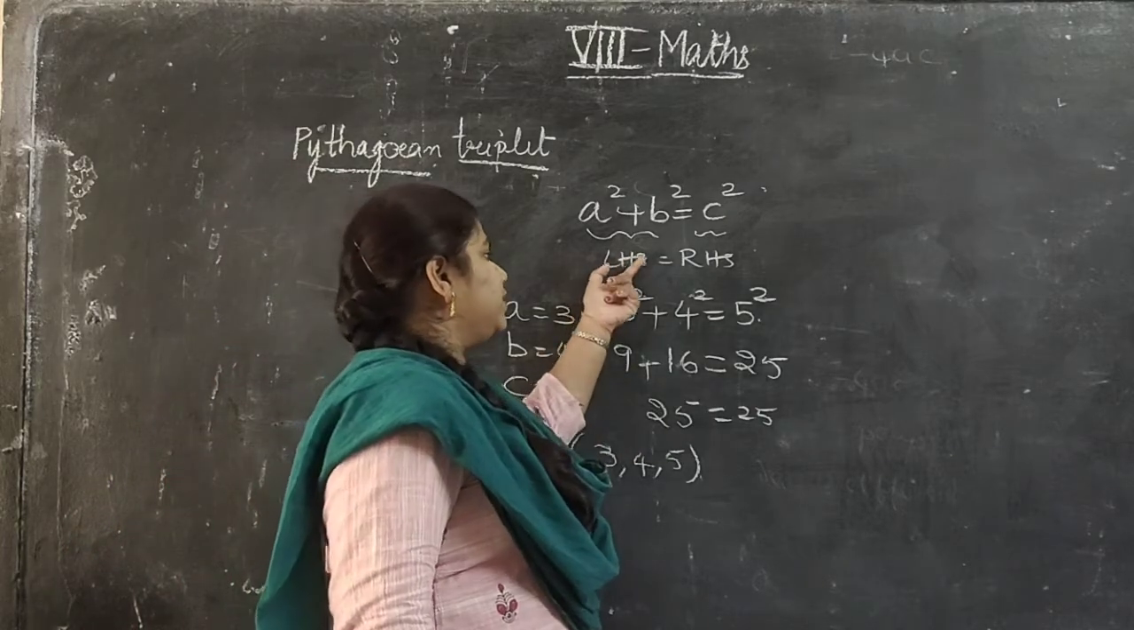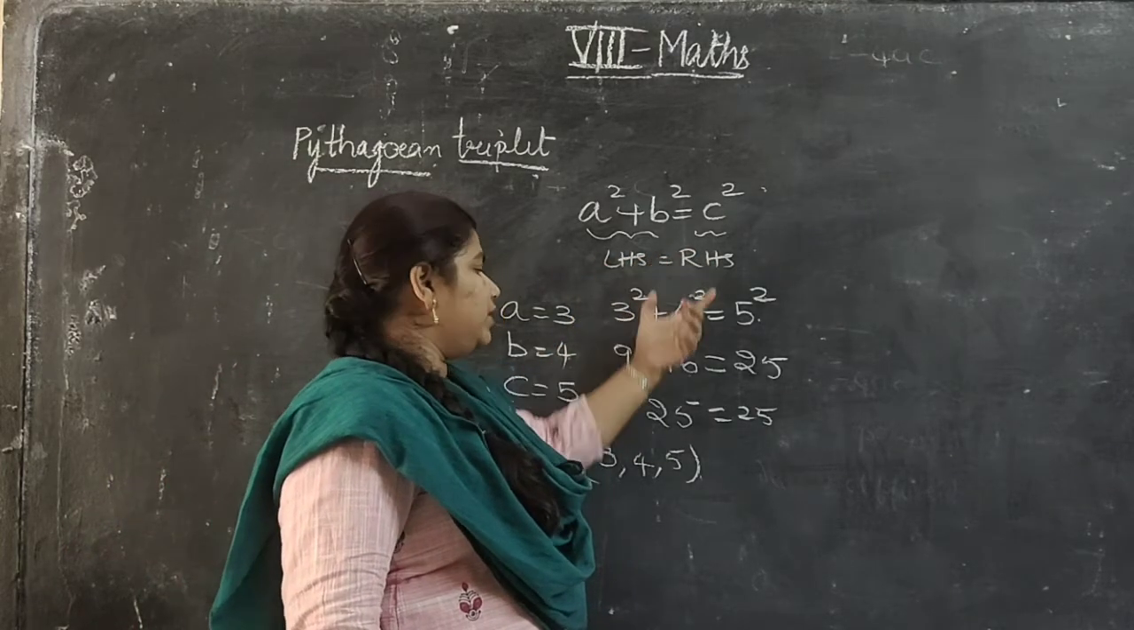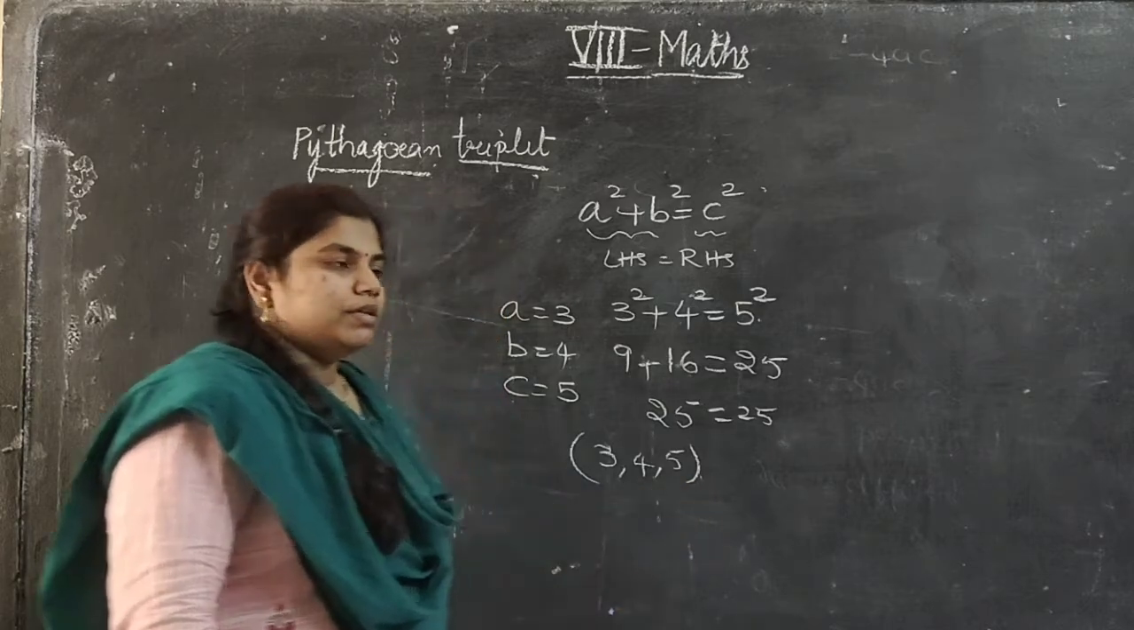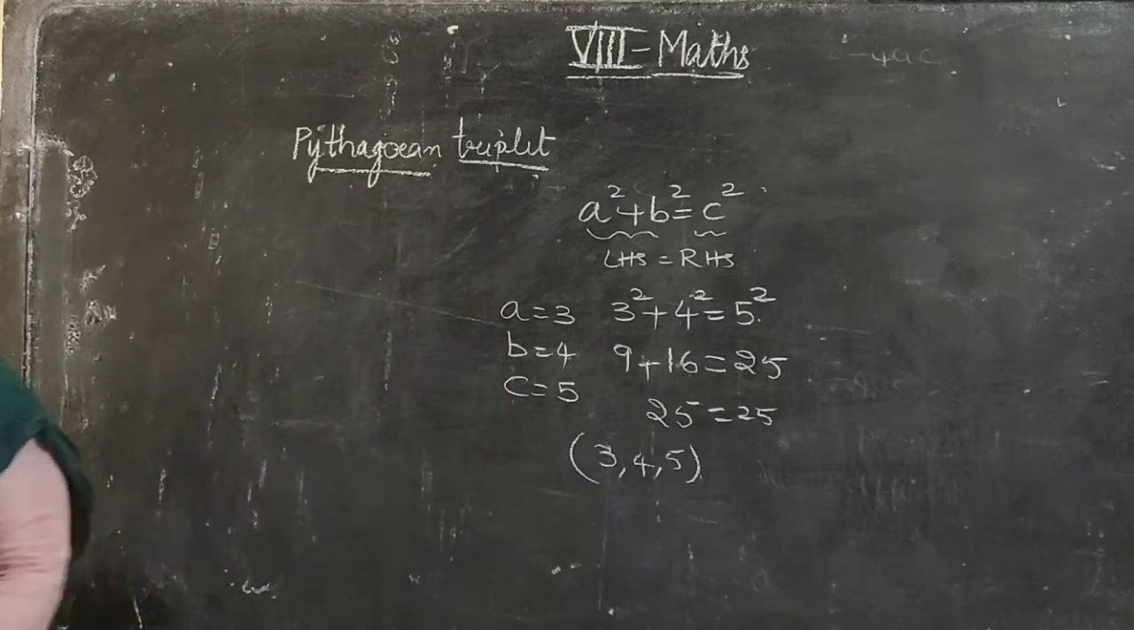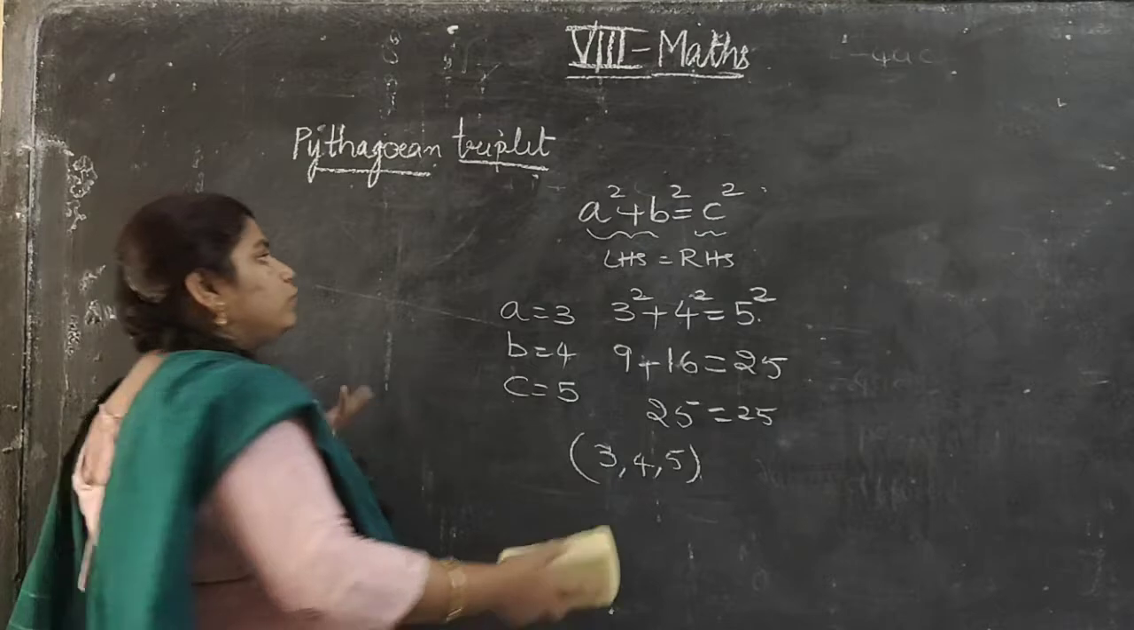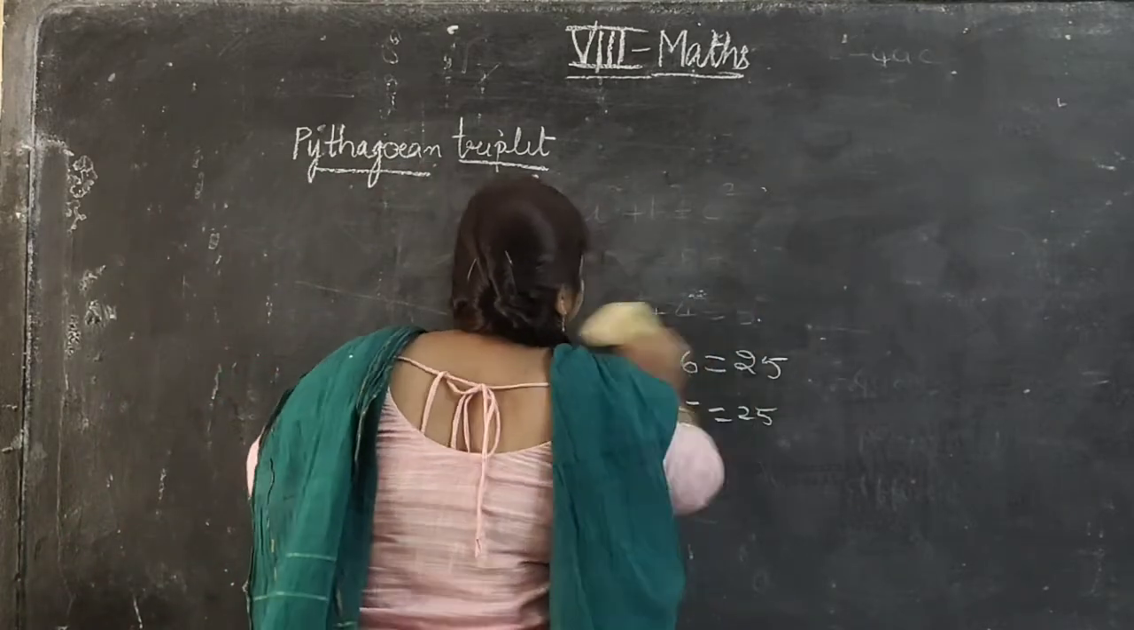So we can tell that 3, 4, 5 are in the form of a Pythagorean triplet. Whenever the LHS is not equal to the RHS, that condition will not be satisfied. Next is square roots. What do you mean by square roots? We will see how to find the square roots.